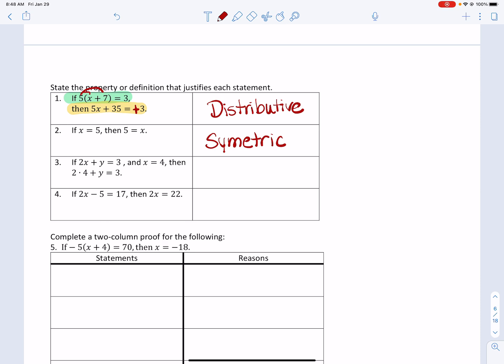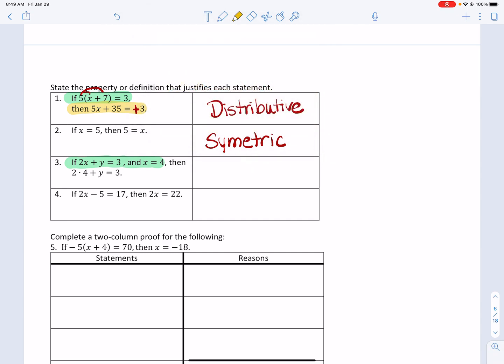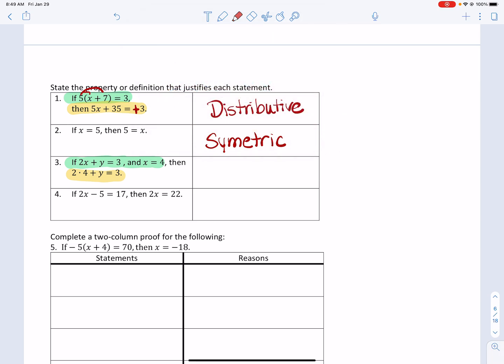Okay. And then on the next one, it's saying if 2x, so this is what my if is, and x equals 4, then 2 times 4 equals y. So if I look here, the only thing that I changed was where this x is, I changed it to a 4, and that's because I know x equals 4. So what property do you substitute in for something that you already know?